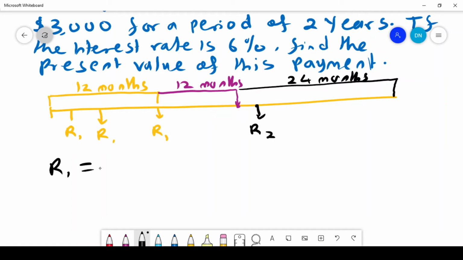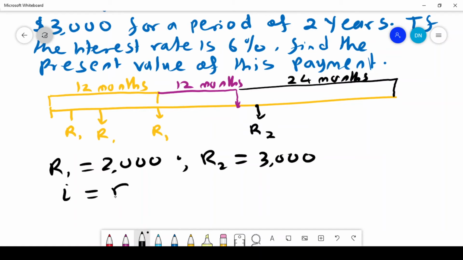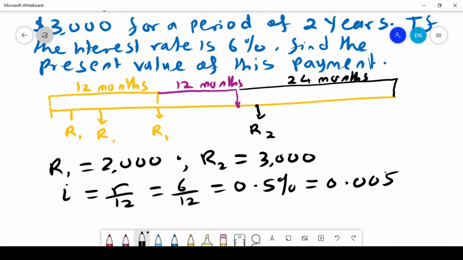We know that R1 is 2,000. We know R2 is 3,000. And we know I is R over 12, which is 6 over 12, equals 0.5%. Or if you wish, you can write it in decimal form. So he receives R2 a total of 24 months for the next 2 years.